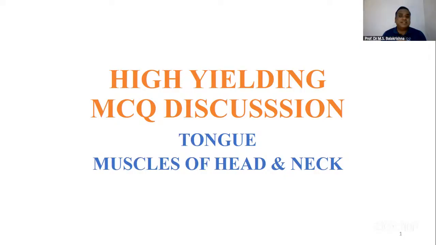What we will be discussing today is the most important part of your anatomy, that is your tongue, muscles of head and neck. Especially these muscles of head and neck, you should know almost the entire gross anatomy. Starting from your scalp chapter, you should know the muscles of facial expression. Then you should know the muscles of mastication, extremely important. Then the muscles of the pharynx, muscles of tongue.